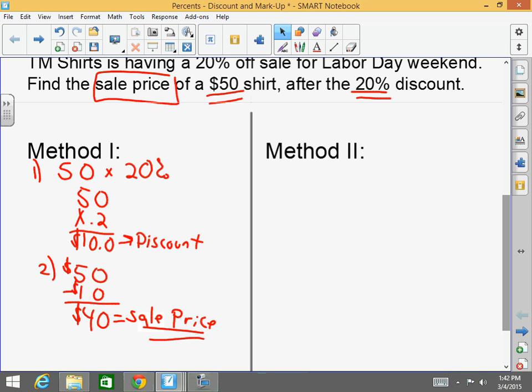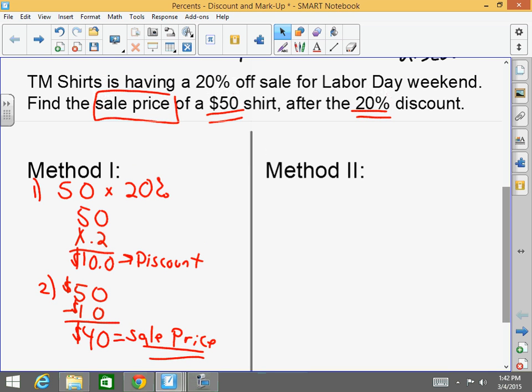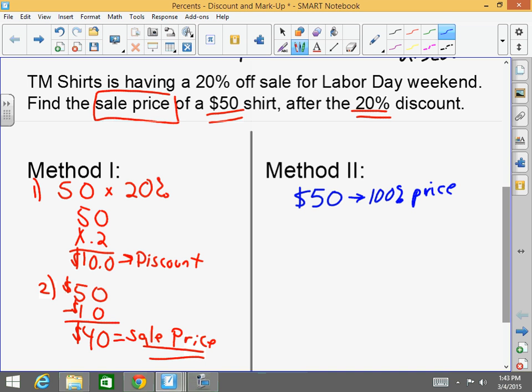Okay. Method two. It's just as easy. It just takes one step instead of two steps. Let's think about it. $50 was the original price, correct? So if it's the original price, that's 100% of the price, correct? It's the original price. I'm getting a discount, though, of 20%.